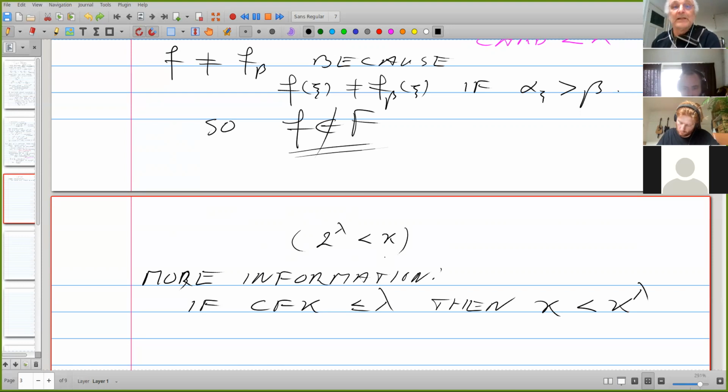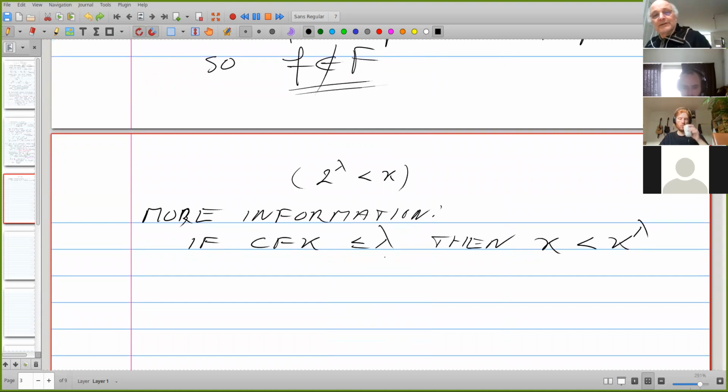The other one we dealt with. So we have, like I said, a little bit more information about the behavior of the exponentiation. If lambda sits between the cofinality of kappa and kappa itself, it may be the cofinality of kappa, then at least we know that kappa is less than kappa to the lambda. Well, let's underline that so that we know that we have discovered something.